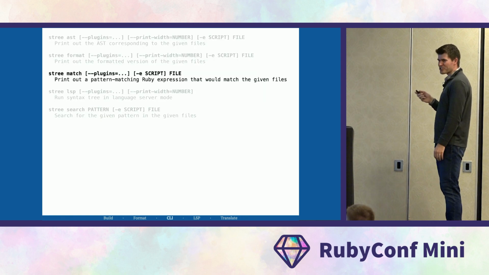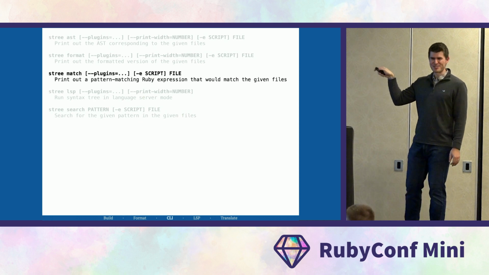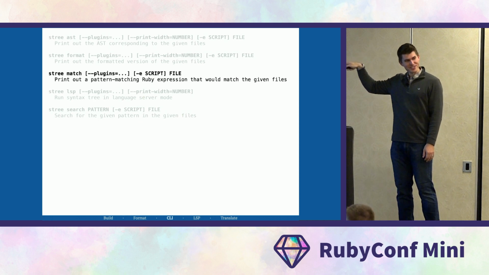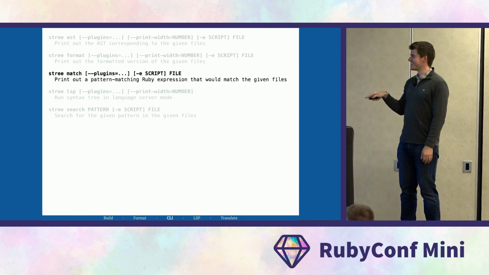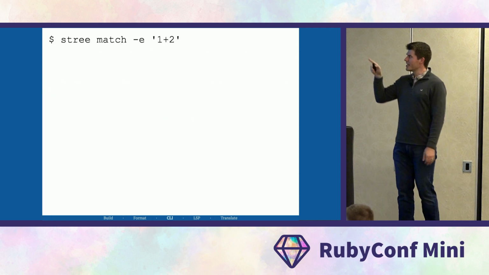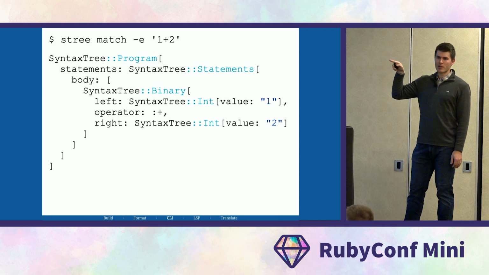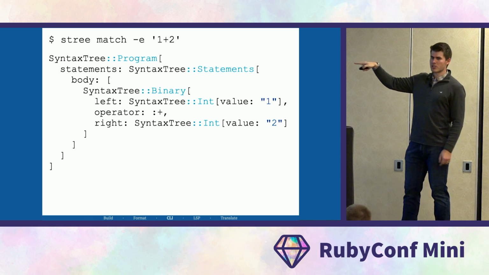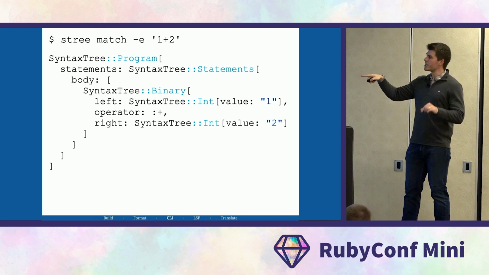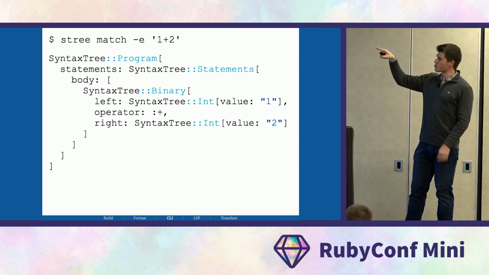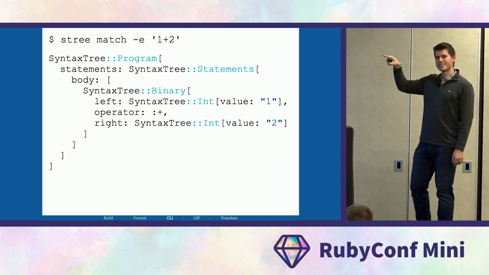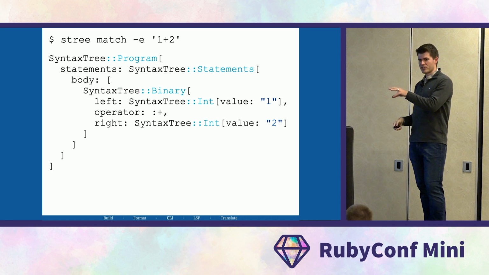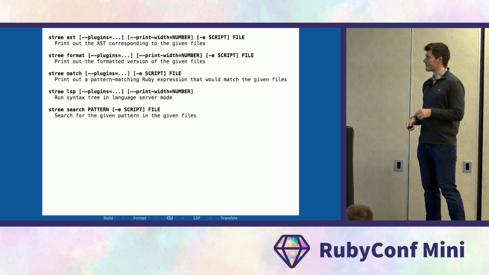The next one is match. I really, really love this one. This is my favorite thing. This is my favorite part of this talk, so pay attention. Match is a really interesting thing. It takes this source and it gives you a Ruby expression that you can put into a pattern match that would exactly match the source you gave it. I'm going to say that one more time. This expression can go into an in clause, and if you gave it the node that was represented by that source, it would give you an exact match. Okay, we're going to come back to that.